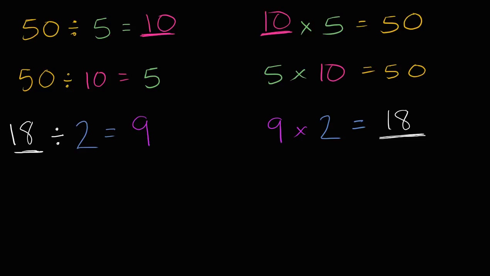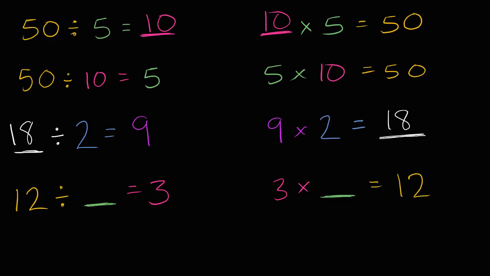Let's do one more of these. So someone walks up to you on the street and tells you that 12 divided by blank is equal to 3. What is blank going to be? Well, one way to think about this is 3 times blank, 3 times this unknown number, is going to be equal to 12.